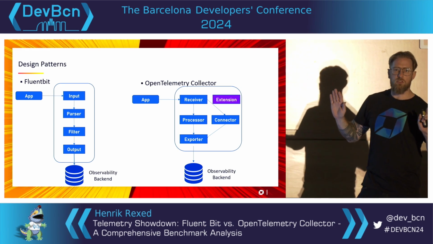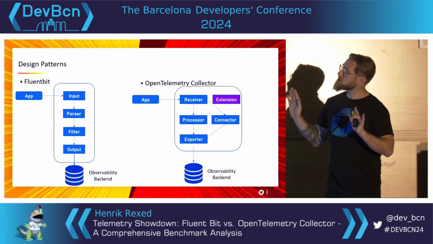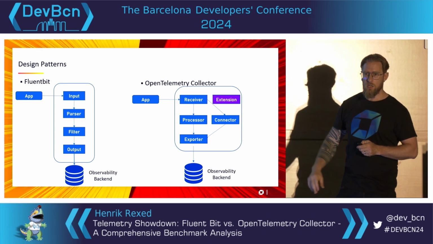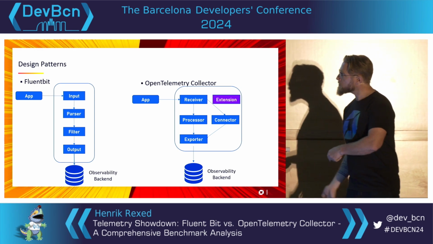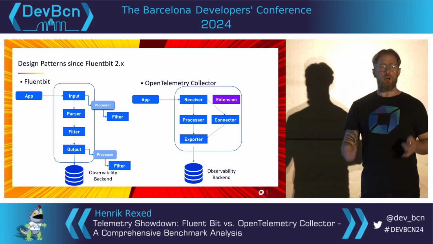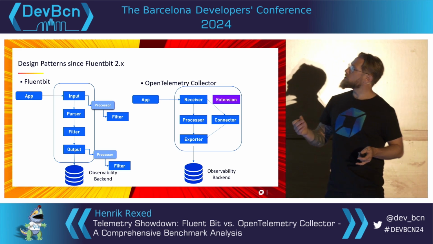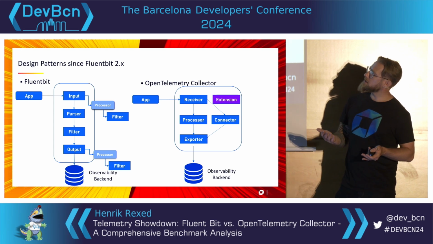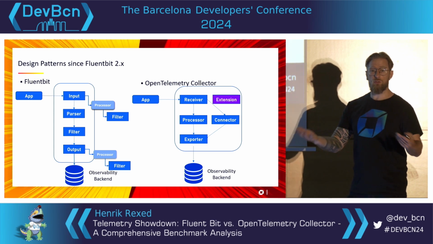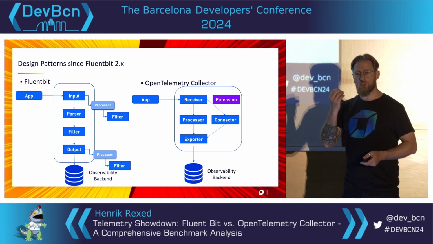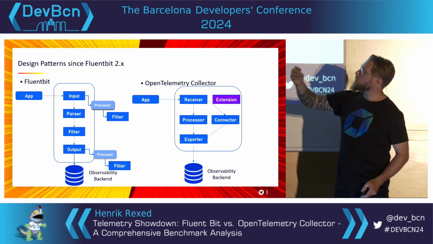So that's why when you deal with those agents, there are always plugins, and those plugins will always end up in those buckets. So either input plugins, filter plugins, processors, whatever. In Fluent Bit 2.0, they introduced a pretty amazing feature, but it was quite surprising for those who've been designing Fluent Bit pipelines. They introduced the notion of processors. So what does that mean?